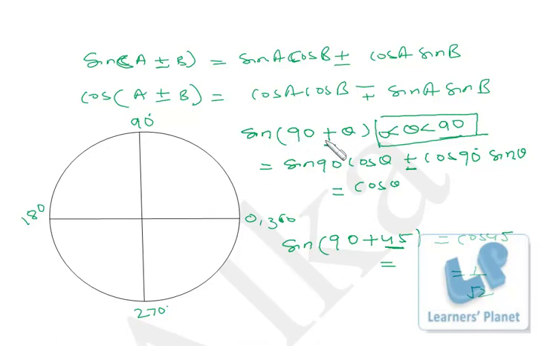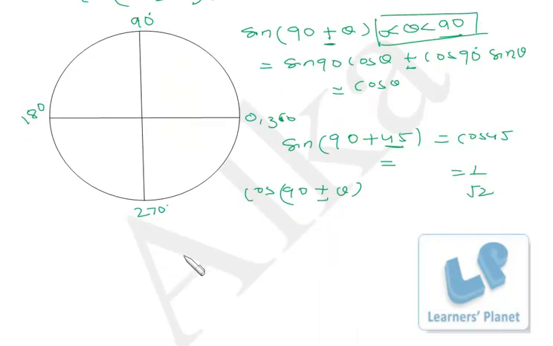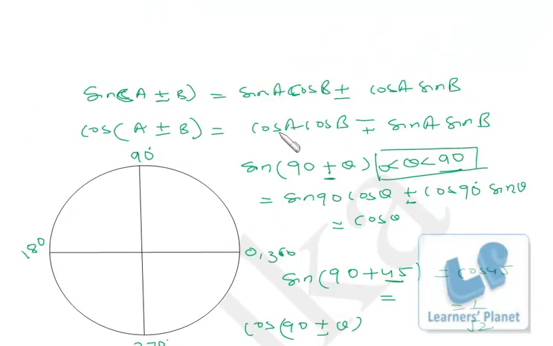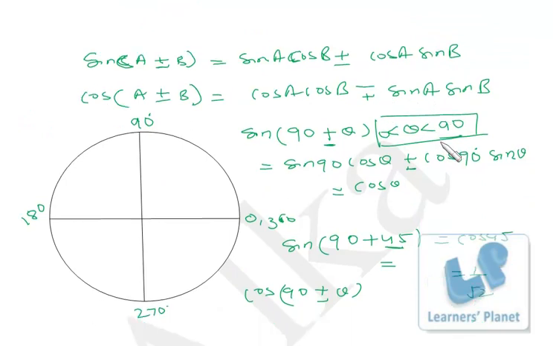So till here, 90 plus theta and 90 minus theta, we have talked about two quadrants for the sine function. Similarly, we can calculate the value of cos 90 plus minus theta. How do we calculate cos A plus minus B?